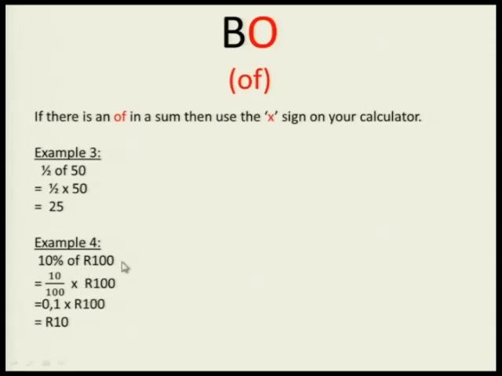Example 4 says 10% of 100. So 10% we can write as 10 over 100 if you've got the fraction feature on your calculator, or you can convert it to 0.1. But you have to still put a multiplication sign instead of the of. So 10% of 100 is 10 Rand.